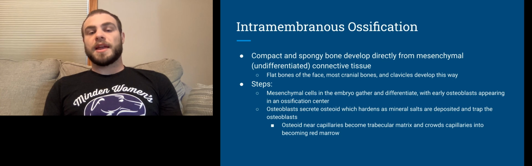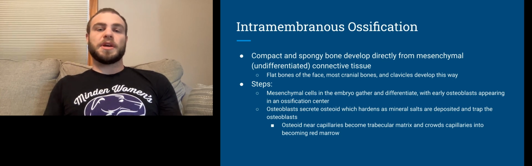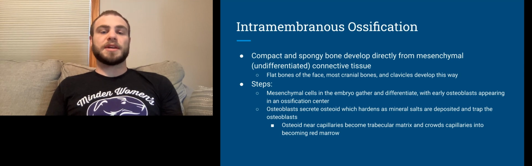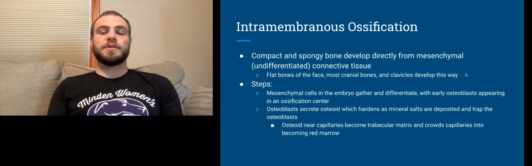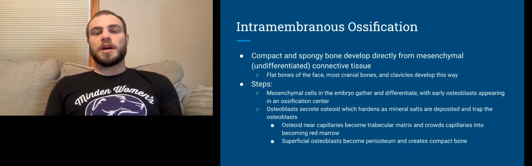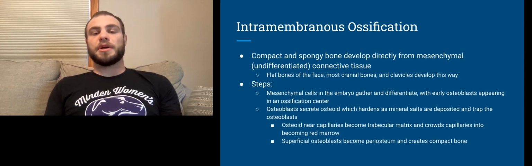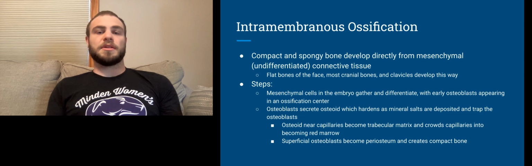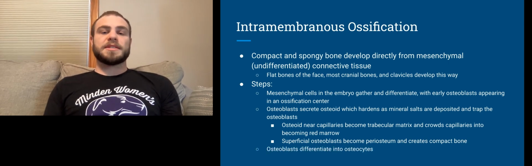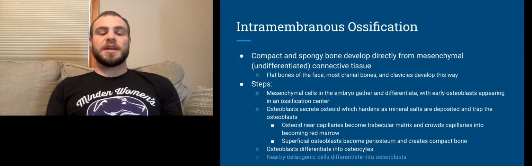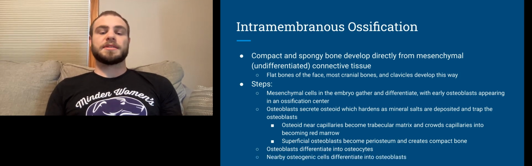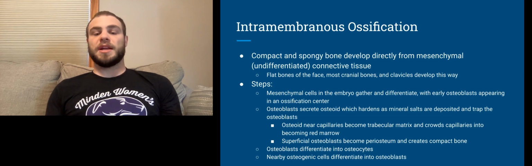Any osteoid that are near capillaries are going to eventually become the trabecular matrix and start to crowd into those capillaries, and it's actually going to influence those capillaries to differentiate into red marrow. But your superficial osteoblasts are going to eventually become part of the periosteum and begin laying down compact bone. Those osteoblasts then will differentiate into osteocytes, and the nearby osteogenic cells are going to replace those osteoblasts by differentiating into osteoblasts themselves.